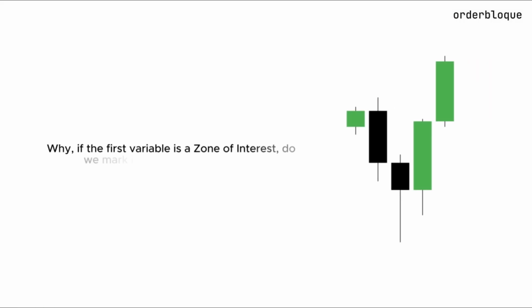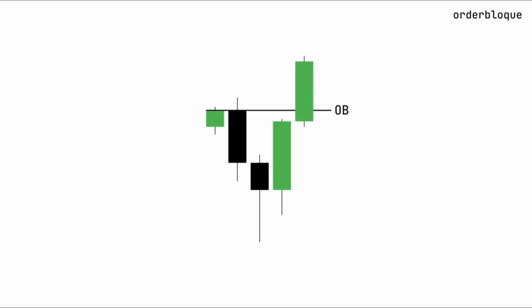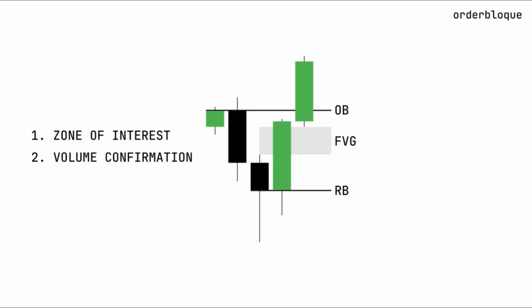I anticipate a question that might sound like this. Why, if the first variable is a zone of interest, do we mark it as VC in the algorithm? The point is that an order block, rejection block, or fair value gap, already formed on the chart, automatically function as zones of interest. But since these same variables also perform the function of volume confirmation, they effectively show that buying or selling volume has entered the market. Therefore, we can simply mark them as VC in the conservative interpretation.